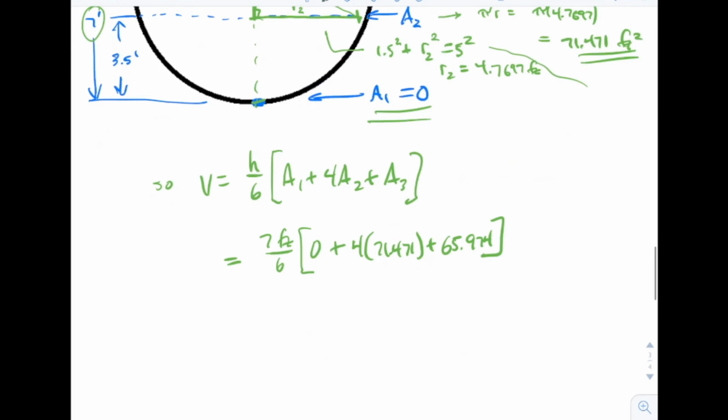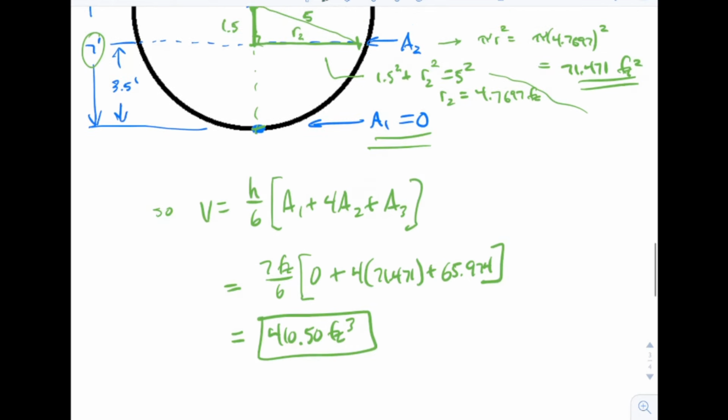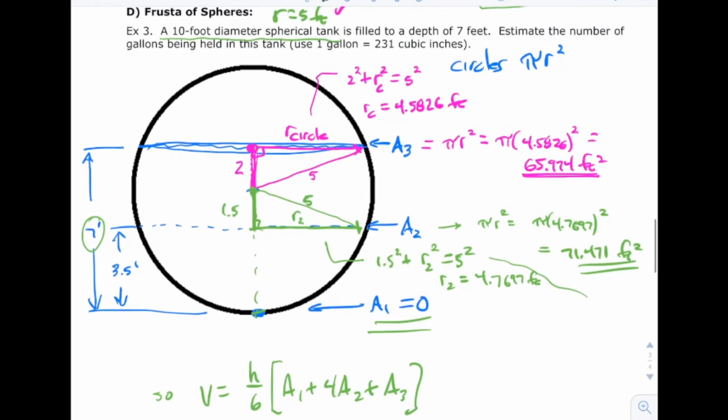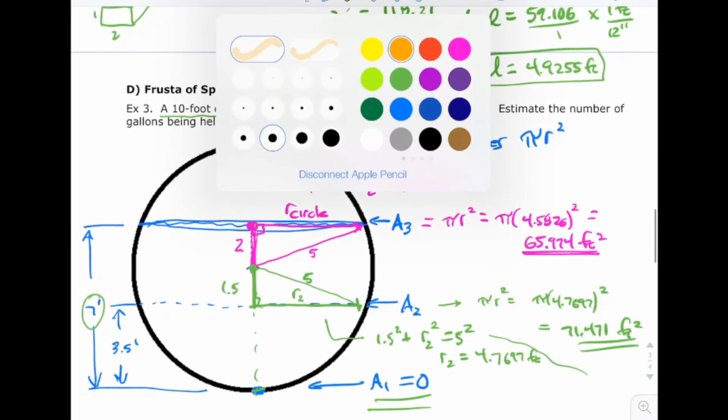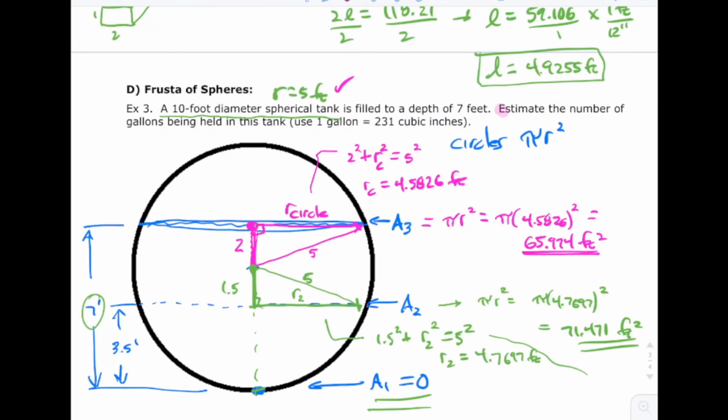So we're going to get cubic feet. I'm getting 410.50 cubic feet. That is the volume of stuff in this tank. 410.5 cubic feet. Now, before we go home, we have to make sure we are answering the actual question. Let's look at the actual question again. The actual question is, estimate the number of gallons. Oh, gee. 1 gallon is 231 cubic inches. Okay? So we need to convert our cubic feet to gallons, and then we can go home.